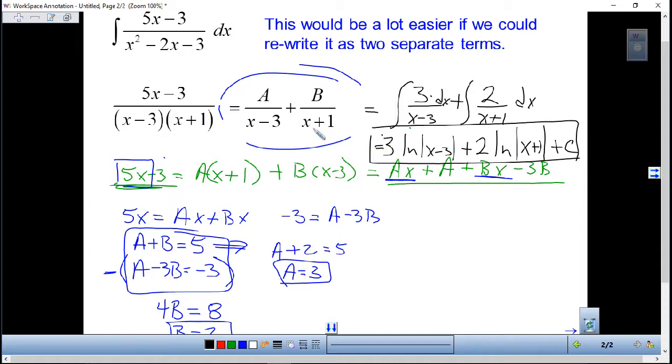So that's what we found. We could break it down into parts and then take the integral of each individual fraction, which are much easier to deal with, and then we can get our answers here.